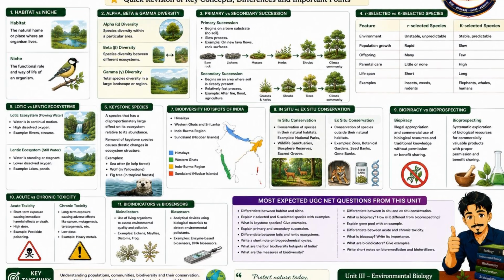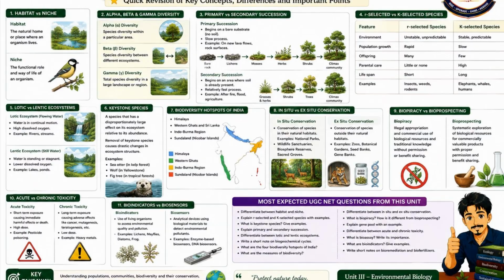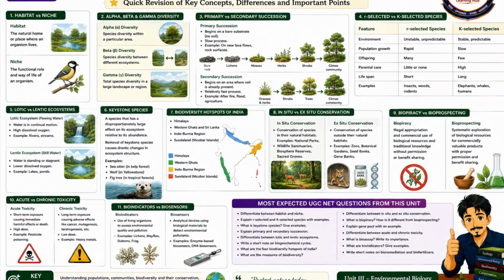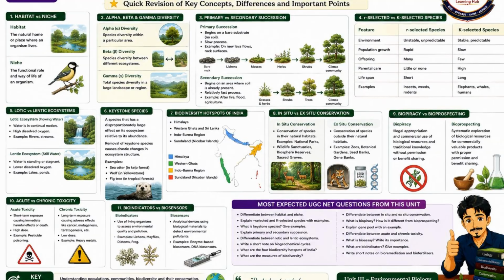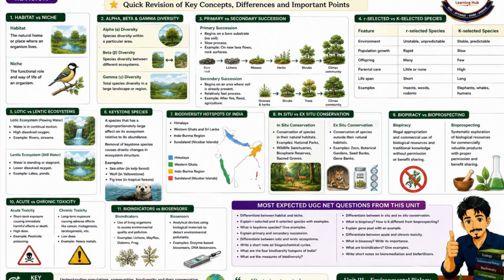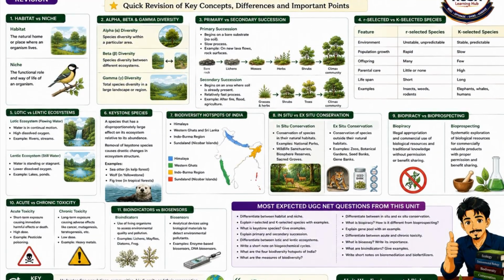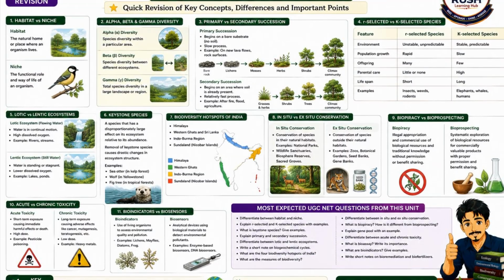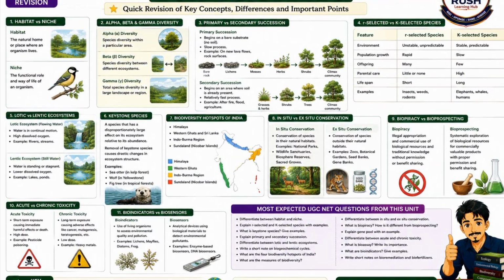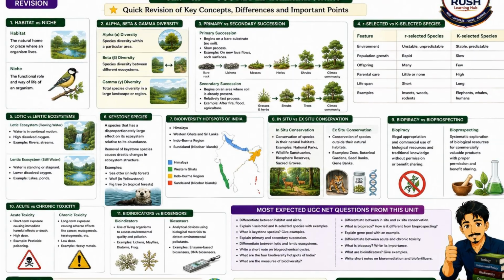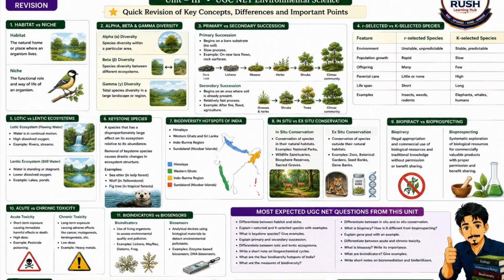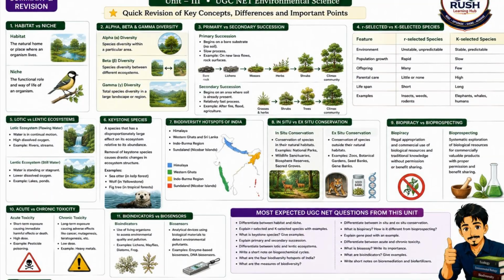Bioindicators and biosensors are important tools in environmental monitoring. Bioindicators are living organisms used to assess environmental quality, whereas biosensors are analytical devices that combine biological components with electronic systems to detect pollutants.